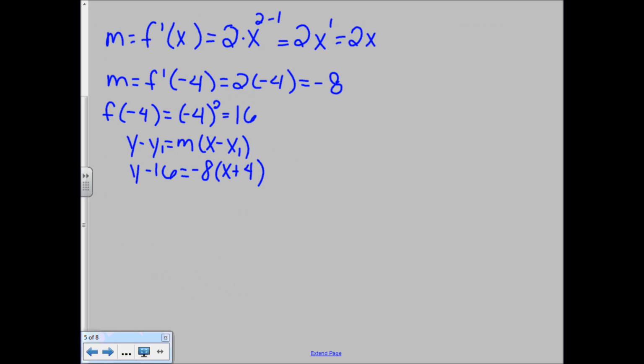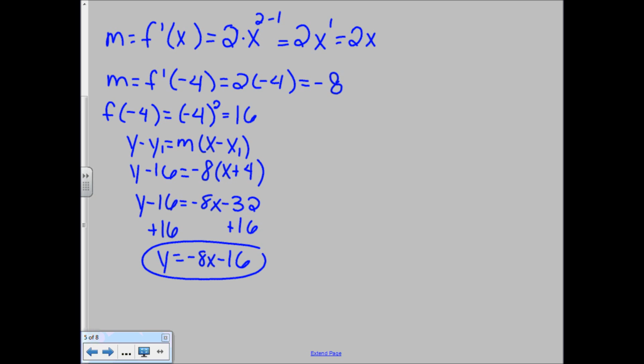So when we simplify, we get y minus 16 equals negative 8x minus 32. Add 16 to both sides to get that y equals mx plus b form. We're going to get y is equal to negative 8x minus 16.